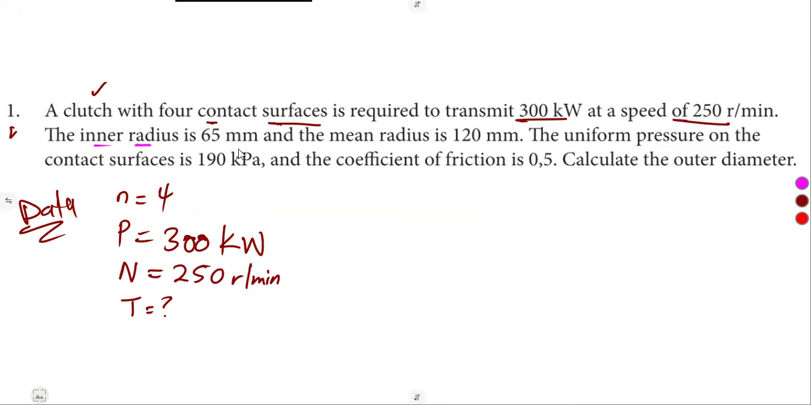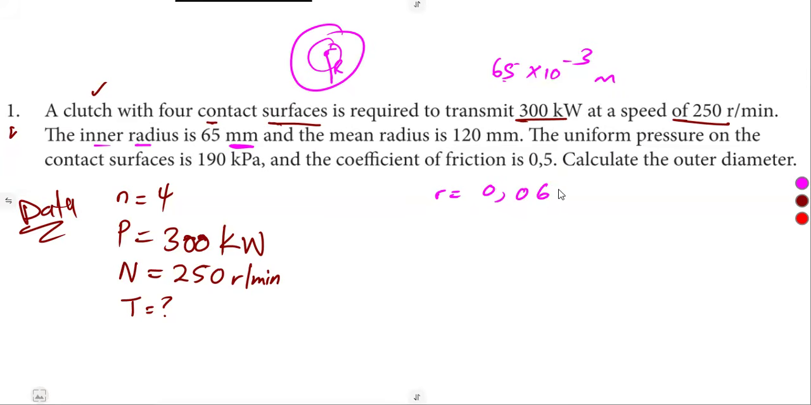Then we are given the inner radius is 65 millimeters. So divide by 1000 or multiply by 10 to the exponent of -3. So this is the inner radius. Remember from our concept, guys, we have the inner radius and also we have the outer radius from this condition of the annulus. Converting to meters, it is going to be 0.065 meters. So the mean radius, 120 millimeters. Remember RM, mean radius, divide by 1000, that's 0.12 meters.